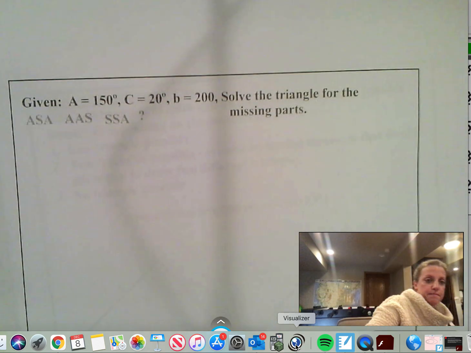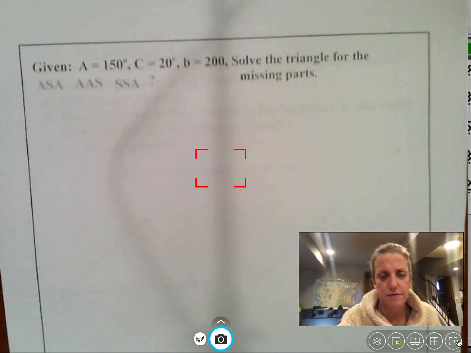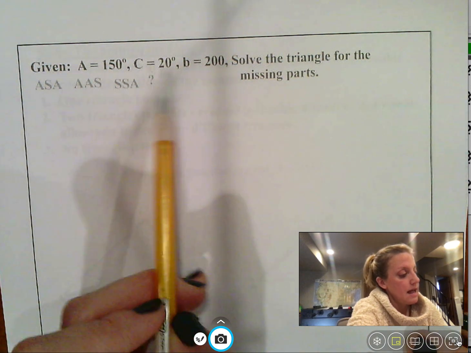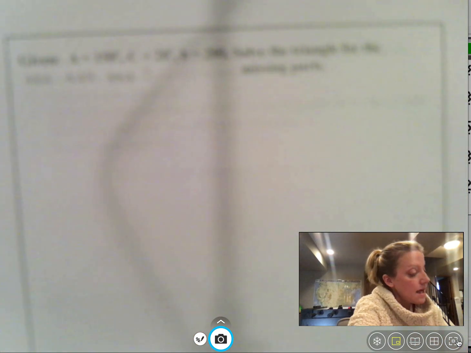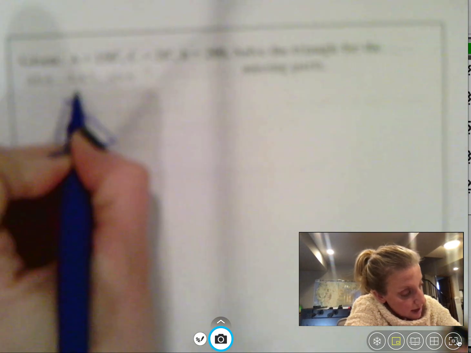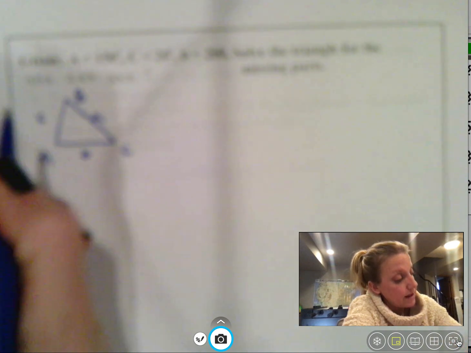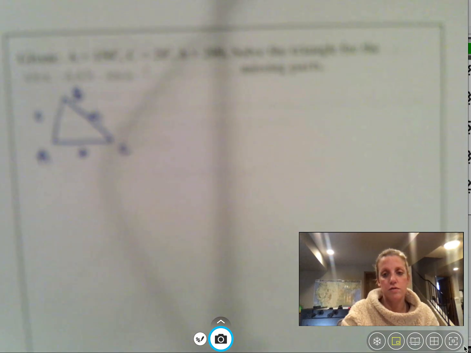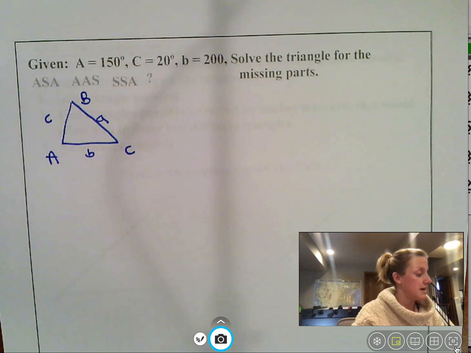The next example, this is kind of hard for you to read. I recognize that. Let me see if I can get that better focused. It's a little better, not great. I give you angle A, angle C, and side length B. We're going to solve the triangle for the missing parts. The best thing you can do for yourself to start this problem is draw a little sketch. Again, it's not going to be visually accurate, but it will give you the sense if law of sines is appropriate. It will help us know if we have angle, side, angle, angle, angle, side, or side, side, angle.